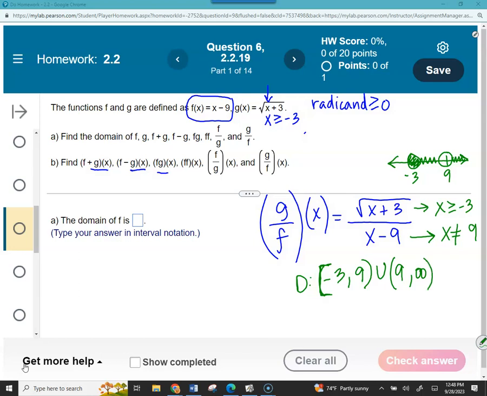You're having to put them both together. It helps to draw the number line because then you read it like a book from left to right. And this is starting here, skip over that, and it's going to infinity. So that's number 6. That's going to be the toughest part right there, like the domain of those.